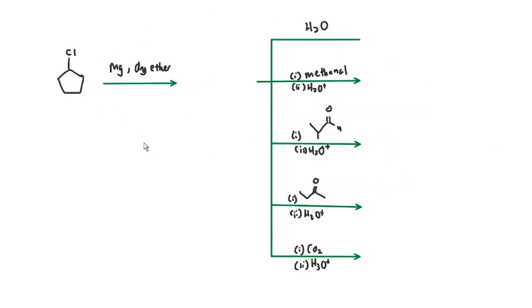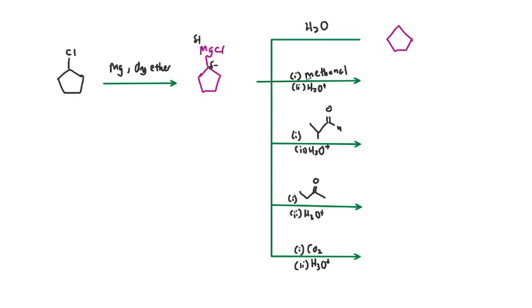Alright, so another example for you. If we have a chlorocyclopentane reacting with magnesium in dry ether, you are creating Grignard reagent. You just insert the magnesium between the carbon and the Cl. In this case, this is our delta negative carbon and a delta positive magnesium. When this Grignard reagent reacts with water, you are producing cyclopentane.